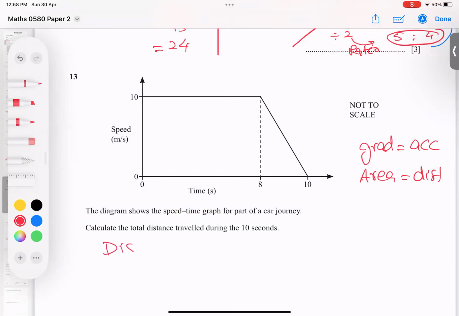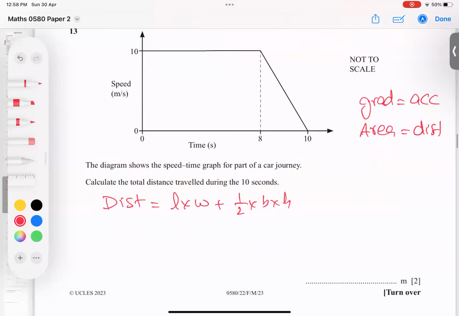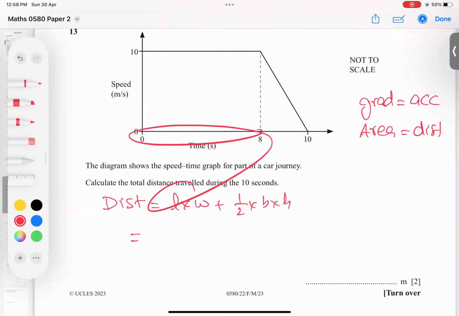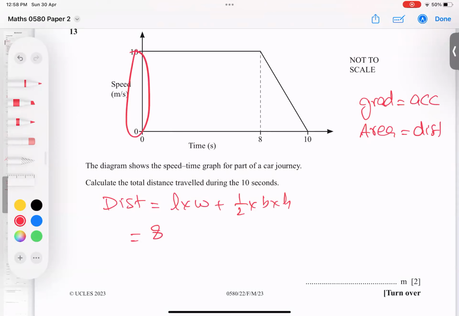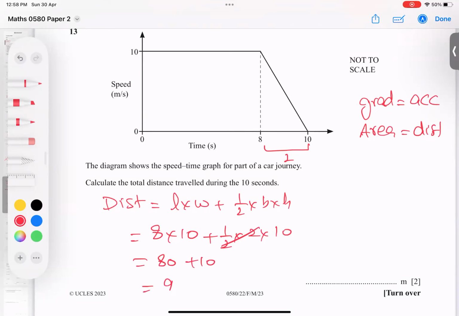So distance is equal to, we have two choices, rectangle, triangle, and trapezium. Rectangle is length into width, and triangle is half into base into height. Okay, length, this gap is 8, and width, this gap is 10. So 10 8s are 80. And triangle, this gap is 2, and this height is 10. Half into base into height. 2 cancel, I got 10, so the answer is 90.